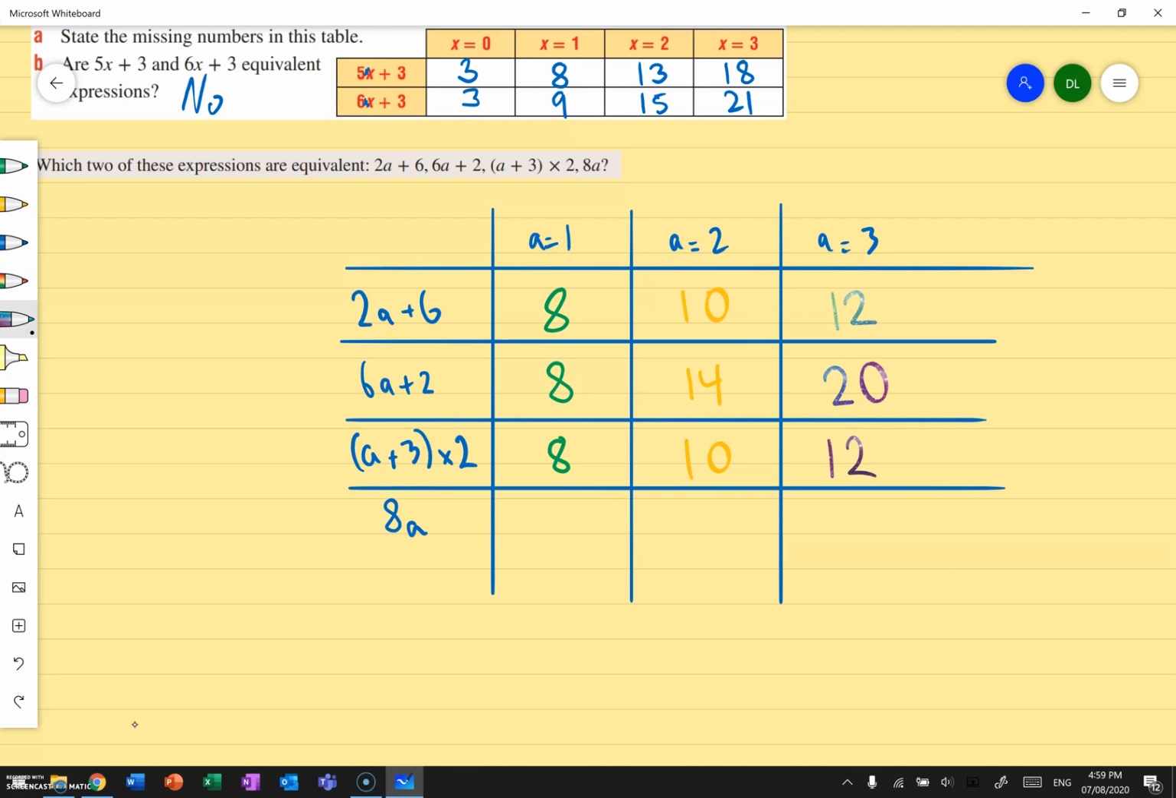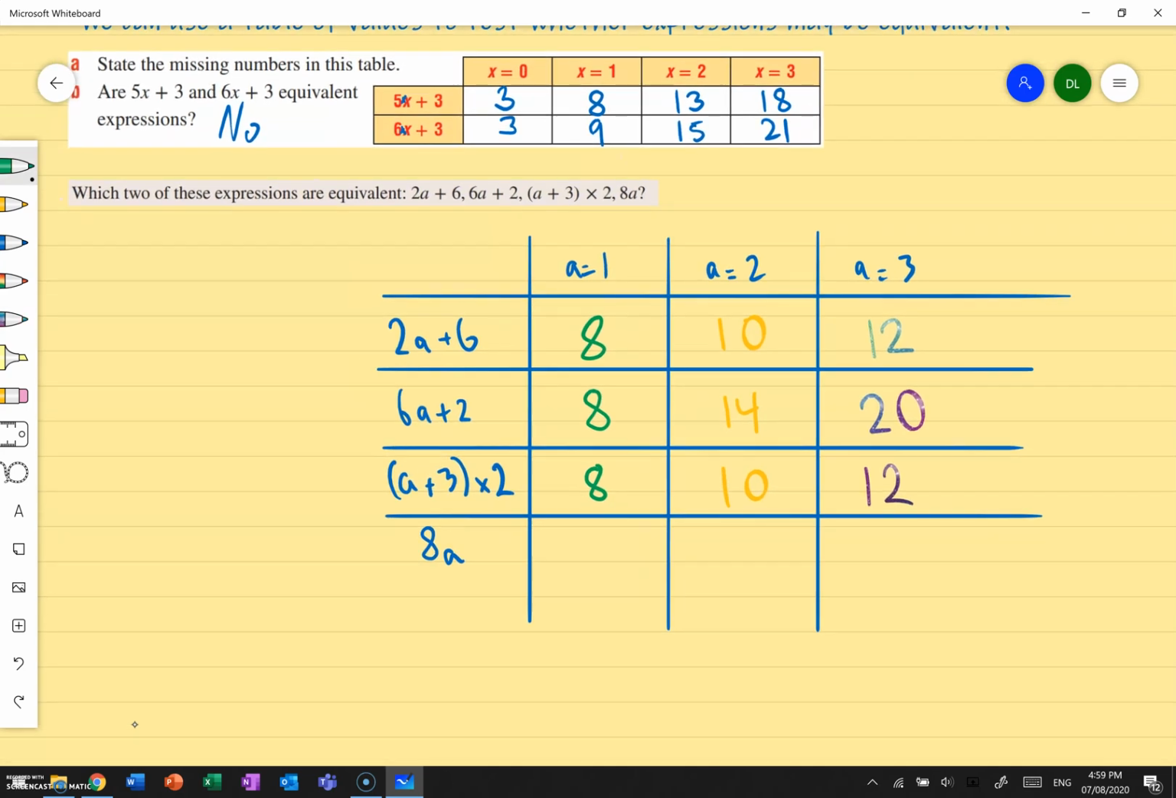Hopefully you're starting to see a pattern, but I'm going to keep going so we can finish this off. I've got 8 times a, so if a equals 1, 8 times 1 gives me 8. If a equals 2, I've got 8 times 2, which is 16. And then finally, I've got a equals 3, which gives me 8 times 3 is 24.